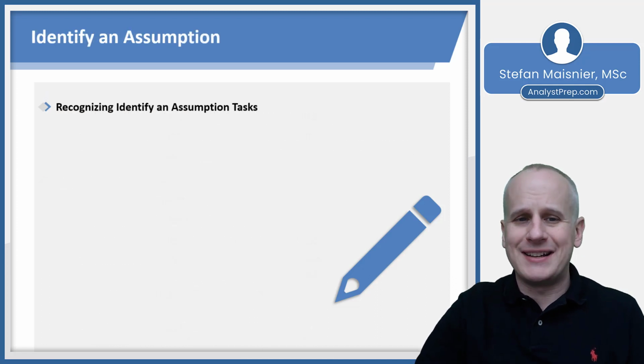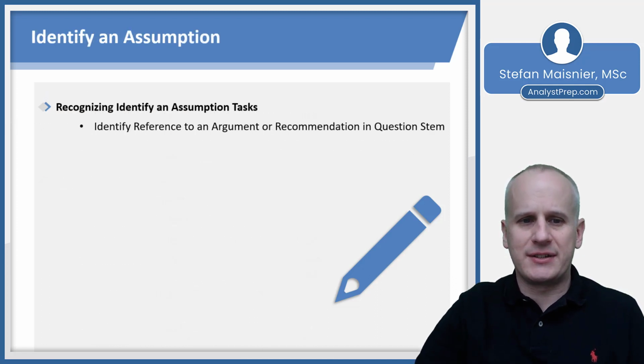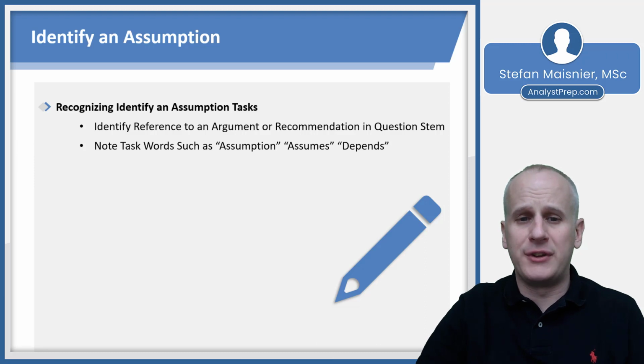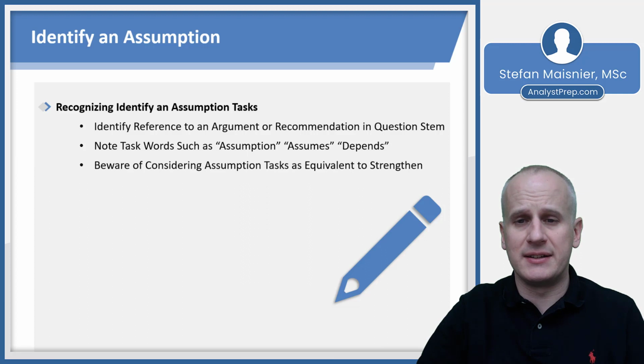Now, to recognize and identify an assumption task. Well, first, recognize the reference to an argument or recommendation in the question step. You'll also see some specific terms such as assumption, assumes, or depends, indicating an assumption task. And you have to be careful of considering assumption tasks as equivalent to strengthen. With an assumption task, you're not simply asking for something that would help you believe the argument is true. You are looking for something that is actually necessary to believe that this argument is valid.